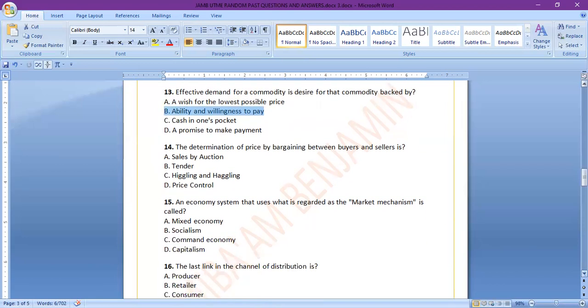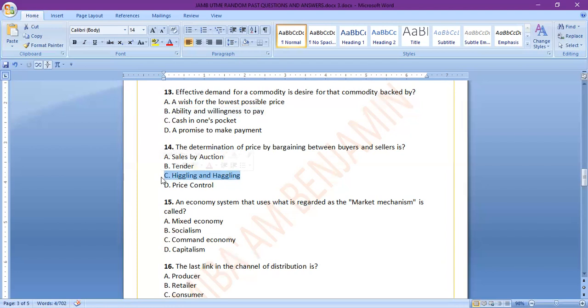Number 14, the determination of price by bargaining between buyers and sellers is A, sales by auction, B, tender, C, higgling and haggling, D, price control. The answer to this is C, higgling and haggling. Both words are similar. It's just talking about bargaining, in most cases between buyer and seller.